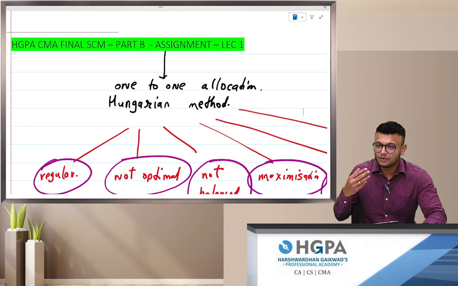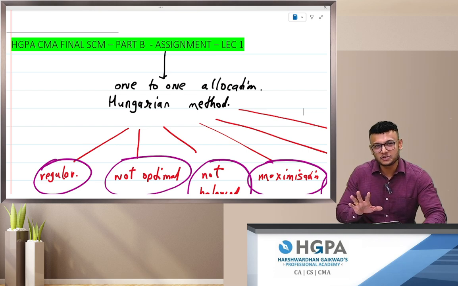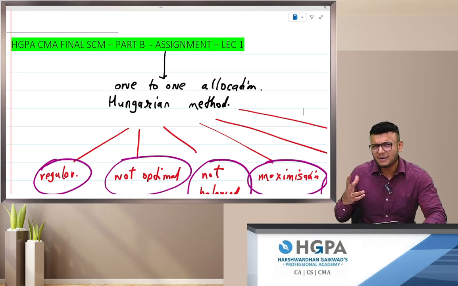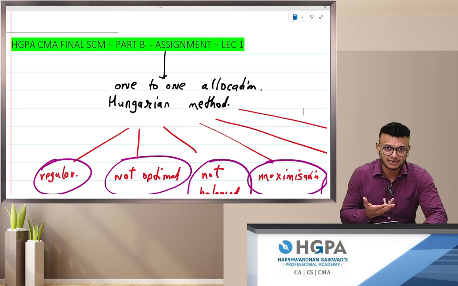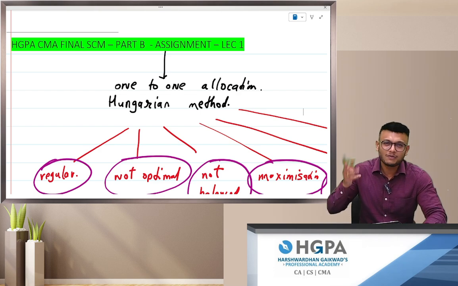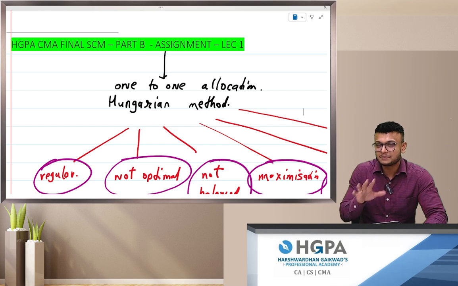Few pointers or few highlighters before I start this chapter. Number one, it is the easiest of your entire lot. Point number two, not many students are actually devoting time to this chapter because this chapter is already there in your CMA intermediate. So when a CMA final student comes to this chapter, they will think only once, why do this chapter? It's so easy. We'll do it when it comes to the examination. So if you're thinking about this, please devote a lot of time for assignment.